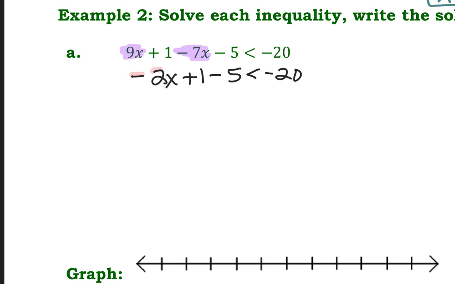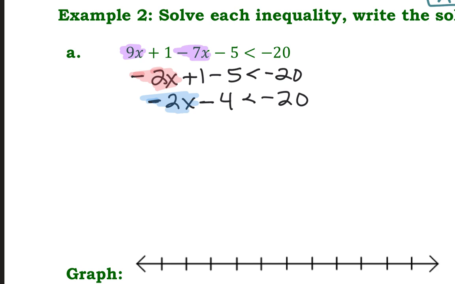All right, I'm going to highlight that X again. All the X's are together. So what do I need to put together now? The 1 and the 5. What's 1 minus 5? Positive or negative 4? Negative 4. Good. That's negative 4 is less than negative 20. Again, all the X's are put together. I need to put that negative 4 and the negative 20 together.